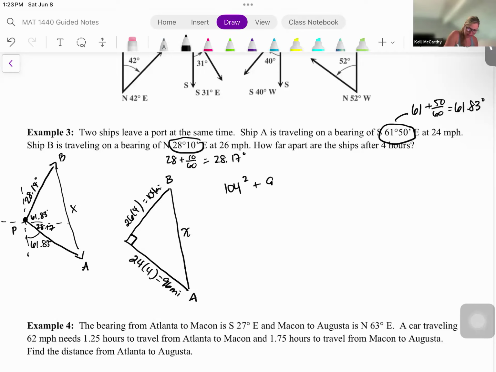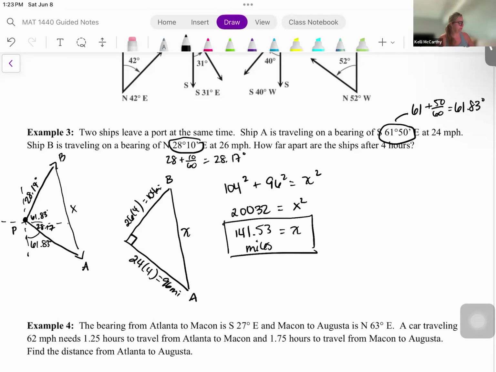104 squared plus 96 squared equals x squared. 104 squared plus 96 squared is 232. And then to take the square root, we find that x is equal to 141.53, which represents the miles that these two ships are away from one another.